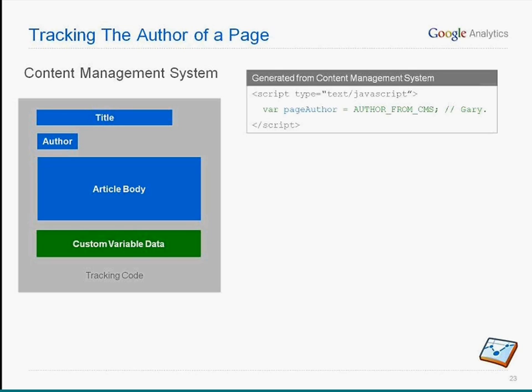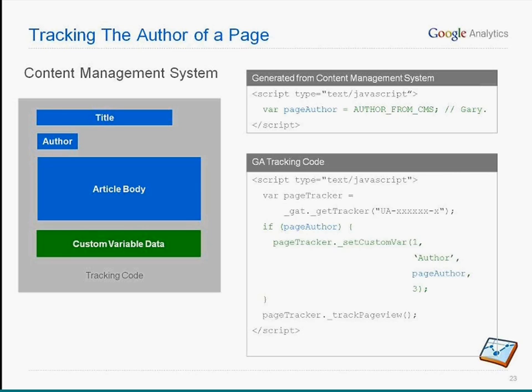So here's a little simple JavaScript code. What happens is this content management system will write the author name, in this case it's Gary, and assign it to a piece of JavaScript. So this script is generated from your content management system. Then the sample tracking code on the page is the same JavaScript that we've seen before for GA tracking. And I'll walk through it.